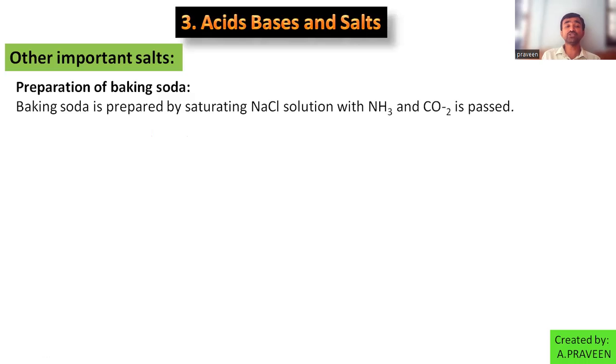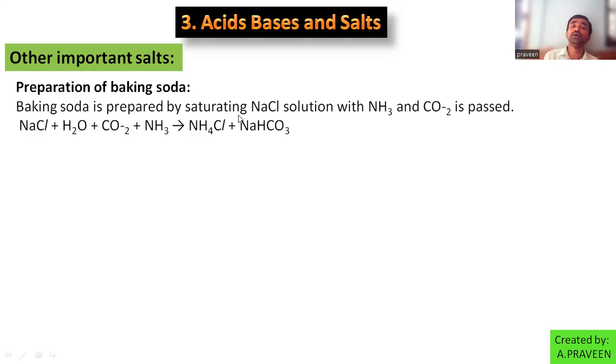So baking soda is prepared by using sodium chloride solution, the brine solution, that is treated with ammonia and carbon dioxide gases, CO2, right? So these can combine and produce ammonium chloride and sodium bicarbonate. So you are able to obtain ammonium chloride as a byproduct here. That also we can collect. So the major product is sodium bicarbonate, used as baking soda.